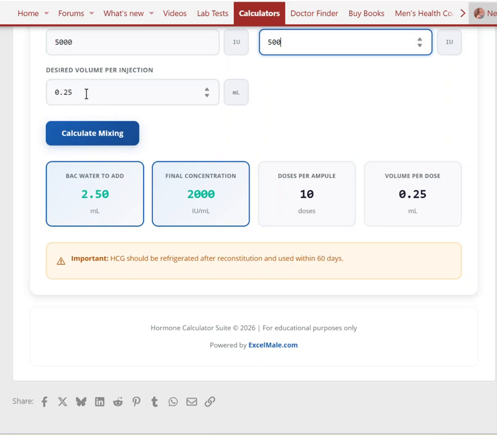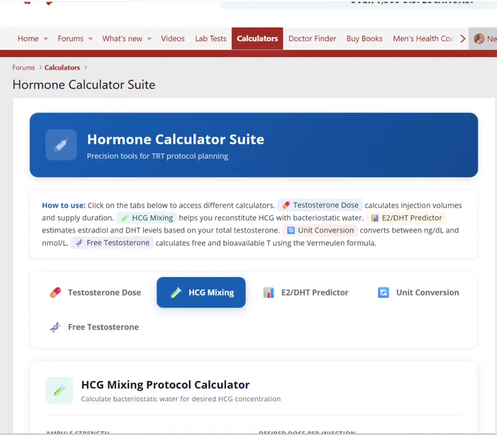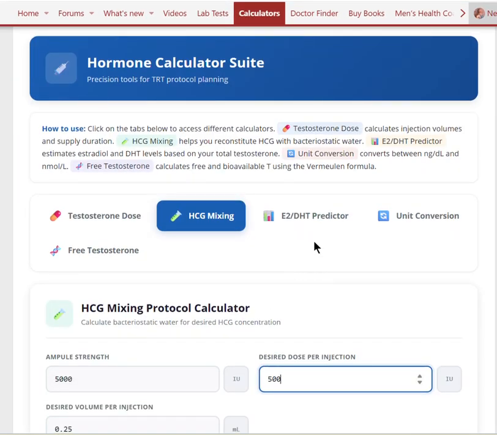So that's really a personal preference. And you should be aware that HCG should be refrigerated after reconstitution and used within 60 days. That's really the recommended manufacturer time, but some people are extending it with the same good results. So it's not all cast in stone.